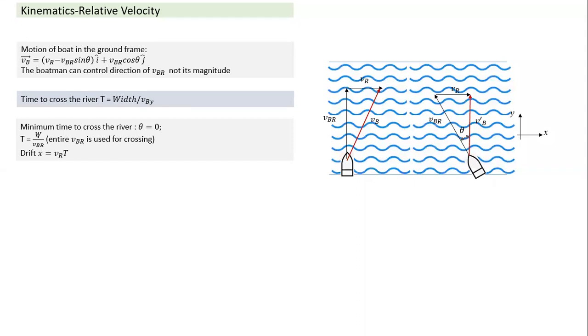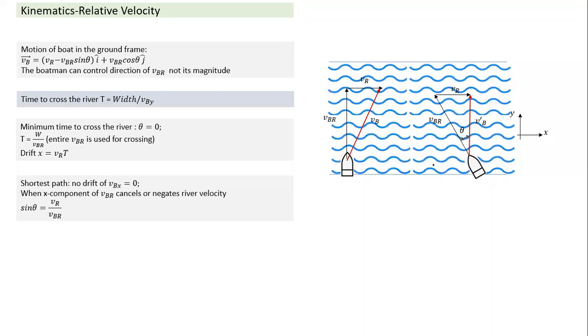This is the time of crossing. So during this period, boat has velocity in y direction. It also has an x component of velocity. What is the x component of velocity of VB? VR is the x component. And what is the drift? It will have displacement in x direction in time t. That's the drift. VR into t is the drift. So what distance downstream it will end up with? VR into t is the distance.